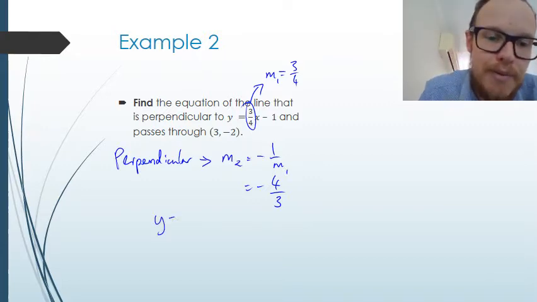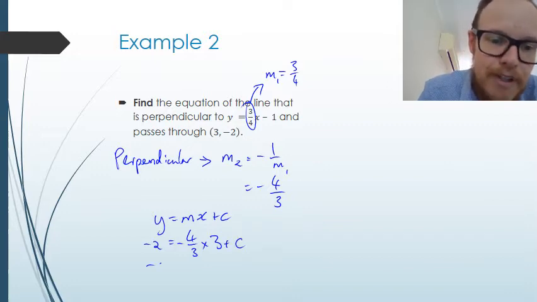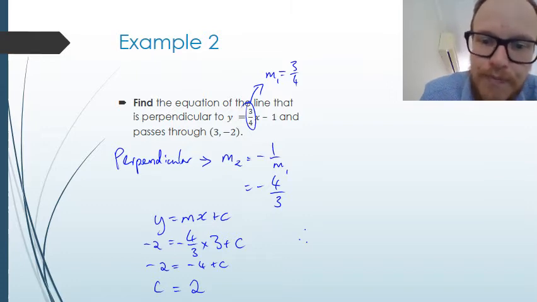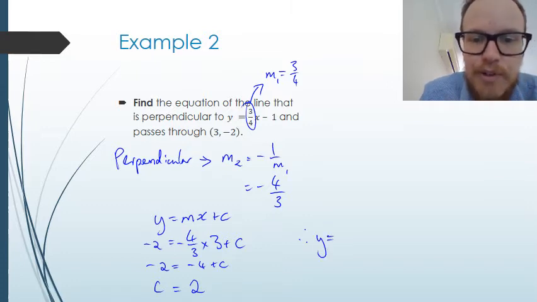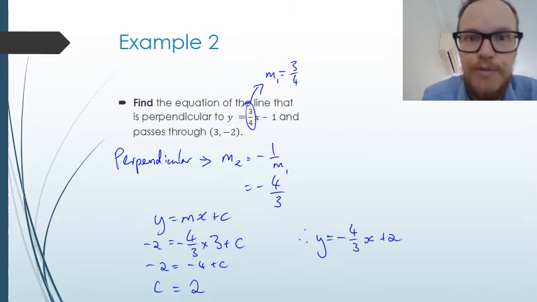We know that y equals mx plus c. Our y value here is negative 2. Our gradient for our new line is negative 4 over 3. Our x value for our point that we know is 3. And we're trying to find c. So this is going to be negative 2 is equal to negative 4 plus c. That means if we add 4 to both sides, we get that c is equal to 2. So therefore, y is going to be equal to negative 4 over 3x plus 2.